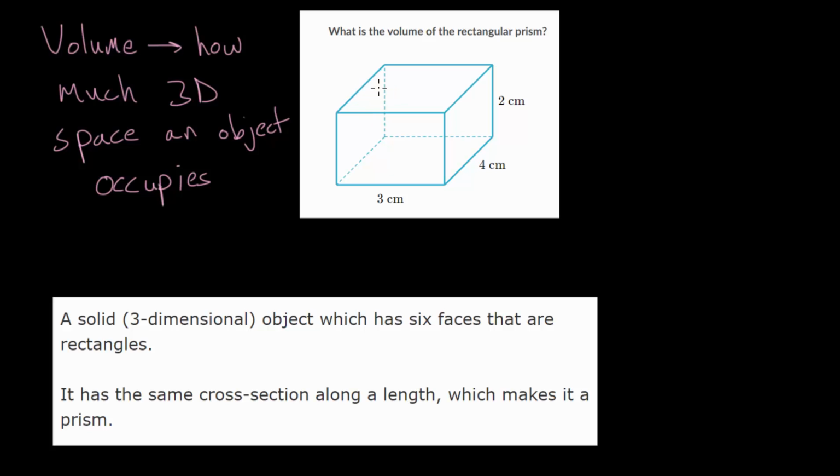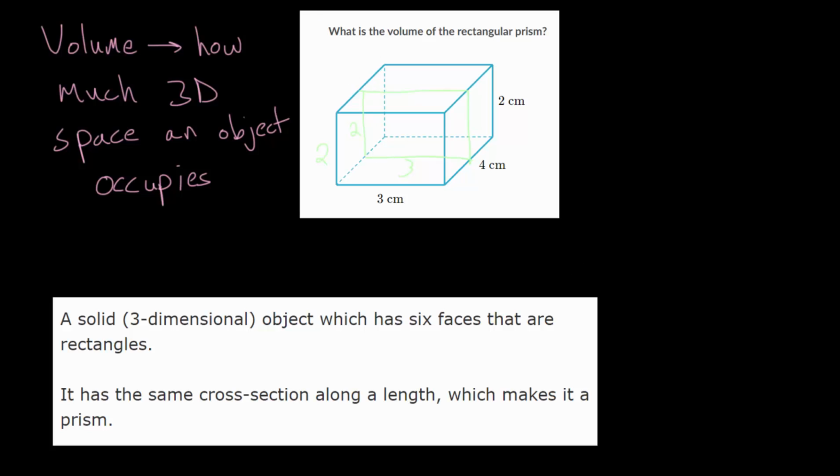What we mean by cross-section is that if you were to cut out a section in the middle, maybe right in the middle of this shape, notice that we get the same rectangle we would get on the front. This is a rectangle that is 3 wide and 2 tall. So any rectangle we cut in the middle here would also be a 3 by 2 rectangle.